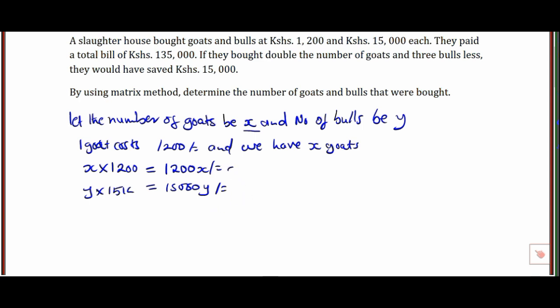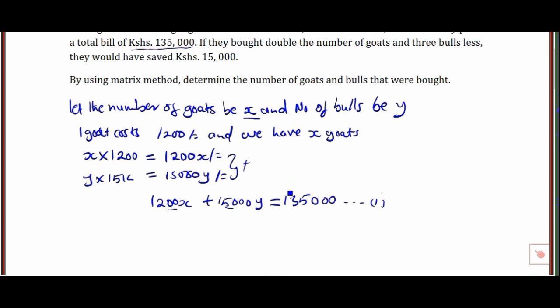So the total cost now becomes, you add the two. So here you shall have 1,200x plus 15,000y is equal to what? You are being told from the question that they paid a total of 135,000 shillings. So if you take this plus this, you shall get 135,000. So I'm going to call this one my equation 1.